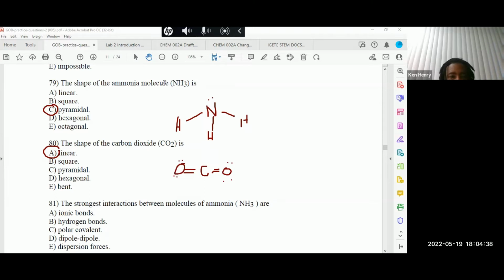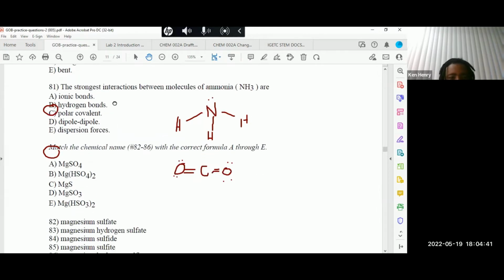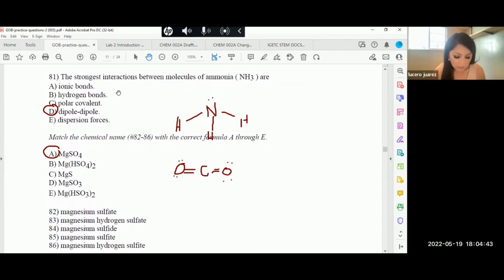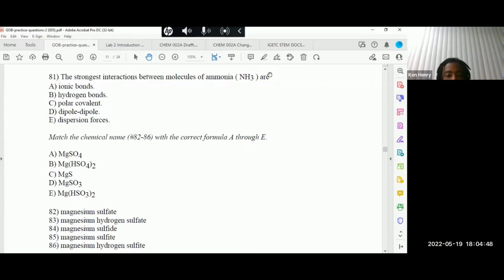Okay, 81. Is that one hydrogen bonds? That's right. So anything that's going to be polar. For instance, we have nitrogen and that hydrogen. If it's a strong polarity, and you have that hydrogen there, it's going to form hydrogen bonds with the adjacent molecule.